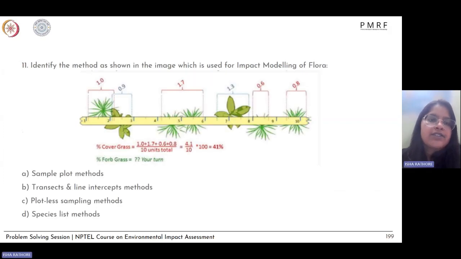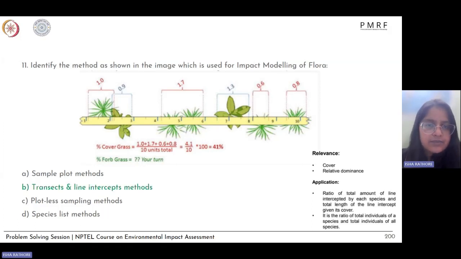Moving on, identify the method as shown in the image, which is used for impact modeling of flora. So the options are A, sample plot methods, B, transect and line intercepts methods, C, plotless sampling methods, or D, speciesless method. So the correct answer is B, that is, the image shows the transect and line intercept method. So we calculate how many plant species are falling on a particular line and then calculate the percentage of that particular species on that line.